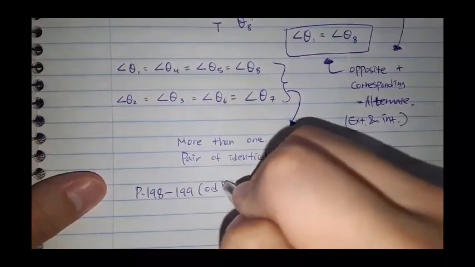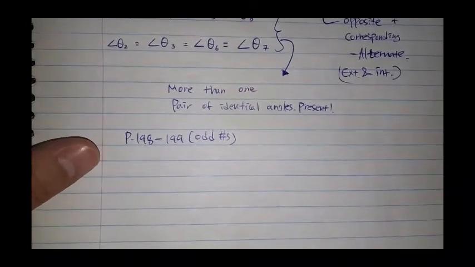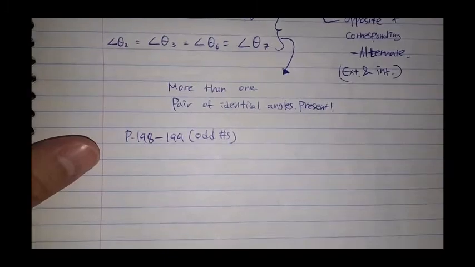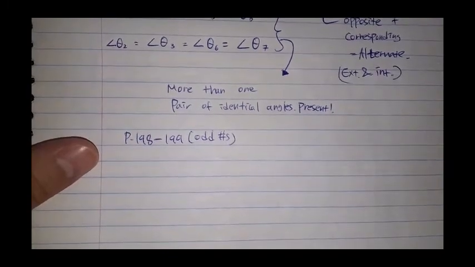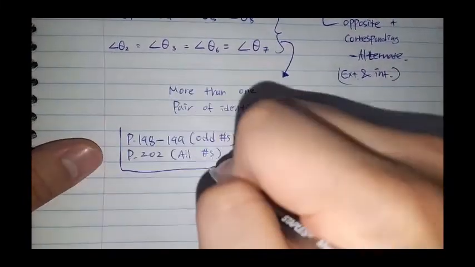Your homework for today is page 198 to 199. Do just odd numbers. And when it comes to the next chapter, 7.6, you can do everything on page 202. That is what you can do.